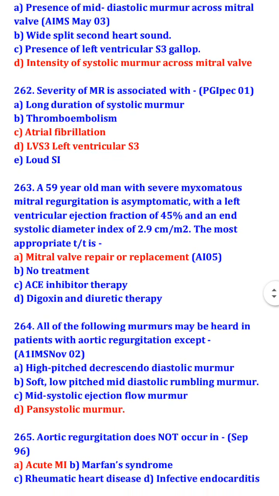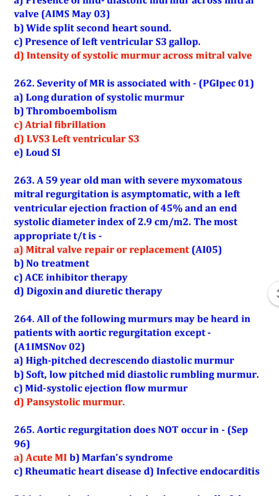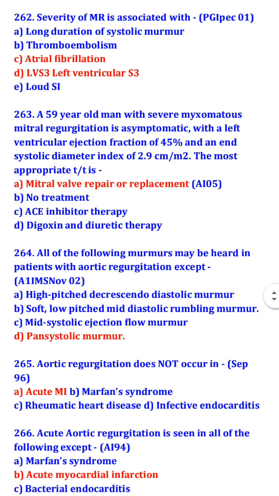A 59-year-old man with severe myxomatous mitral regurgitation is asymptomatic with a left ventricular ejection fraction of 45% and an end systolic diameter index of 2.9 cm per meter squared. The most appropriate treatment is mitral valve repair or replacement.